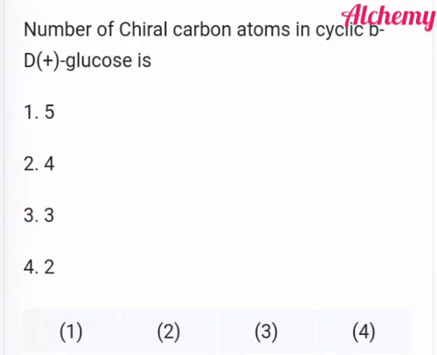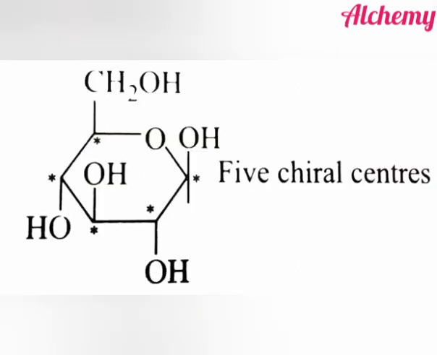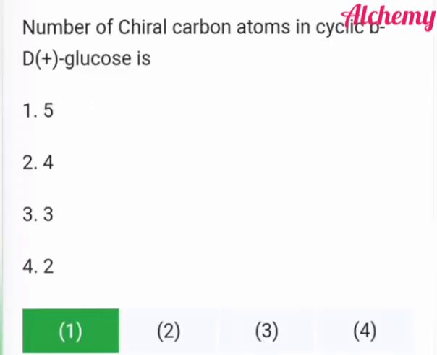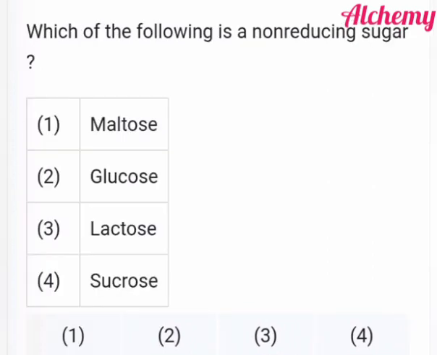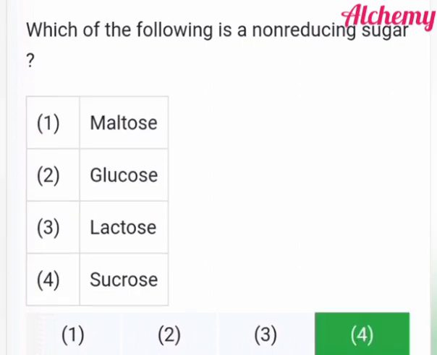Next question, the number of chiral carbon atoms in cyclic beta D plus glucose is? Chiral carbon atom means the carbon atom in which all the substituents are different. In this figure, we can see that there are 5 chiral carbon atoms. So the correct answer is option 1, 5. Next question, which of the following is a non-reducing sugar? Options are maltose, glucose, lactose, and sucrose. The correct answer is option 4, sucrose.